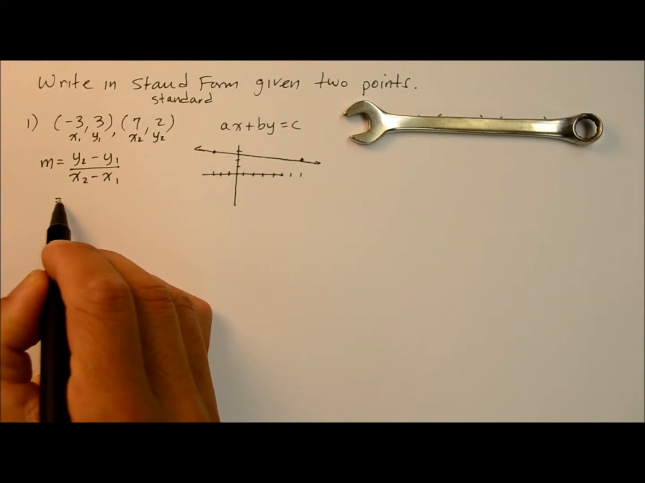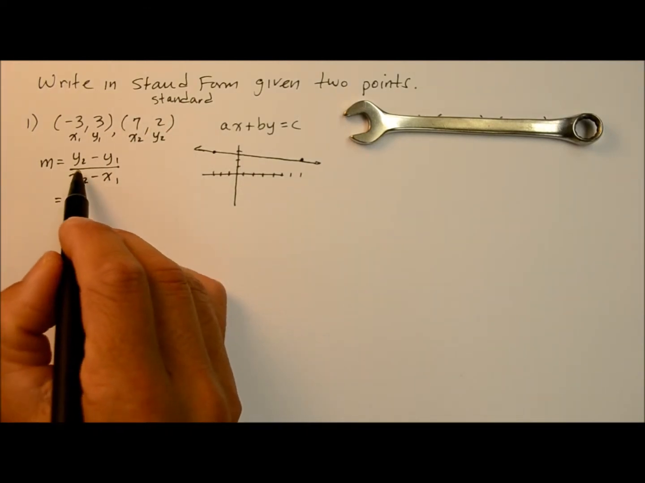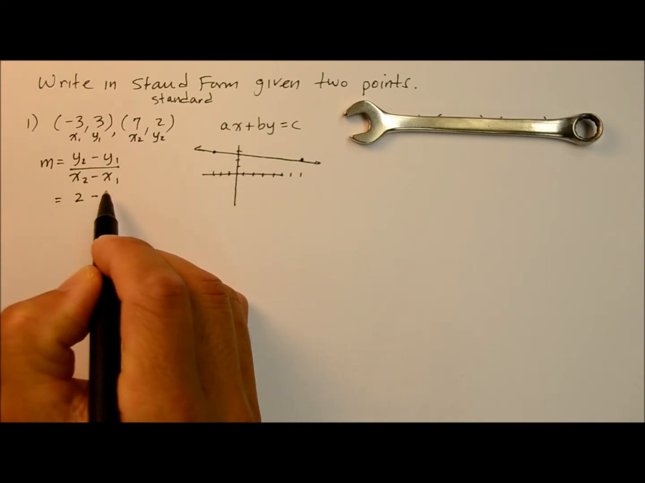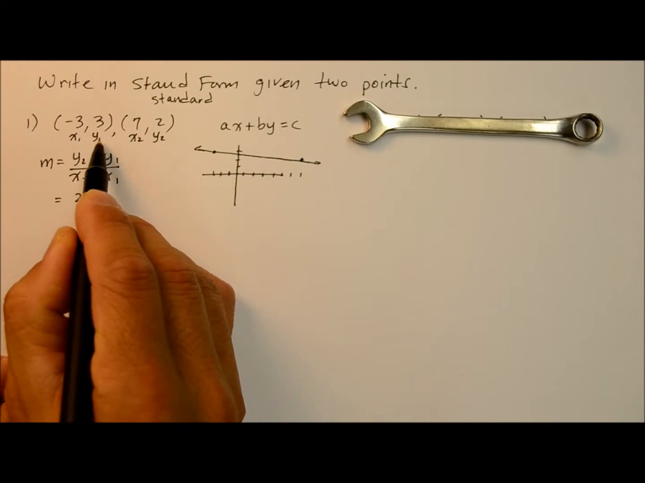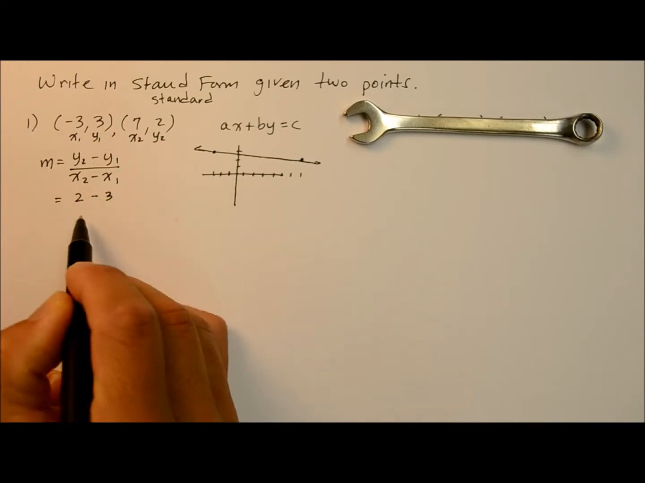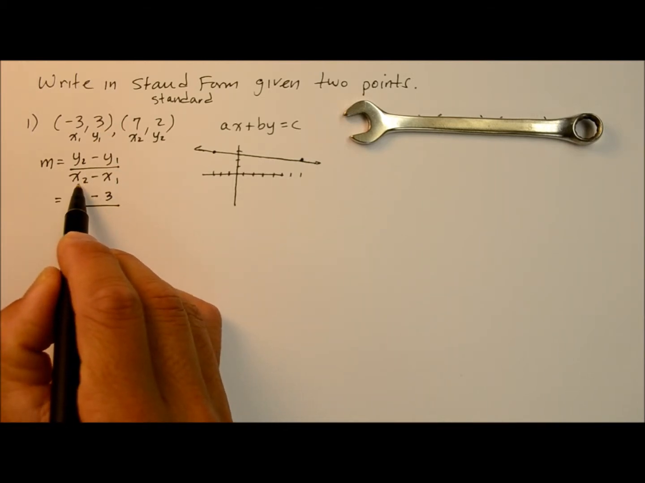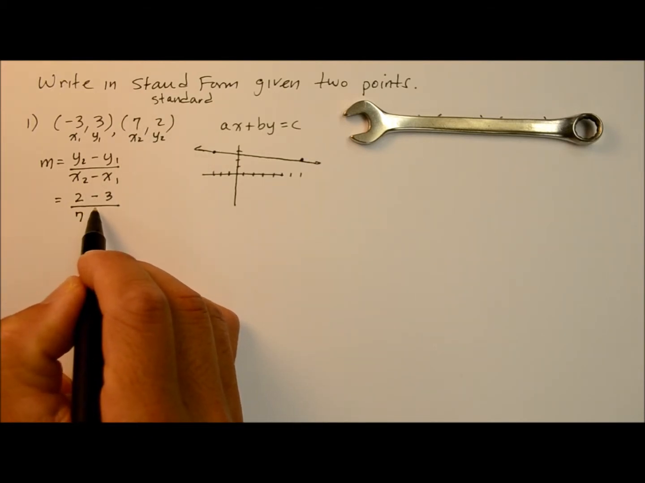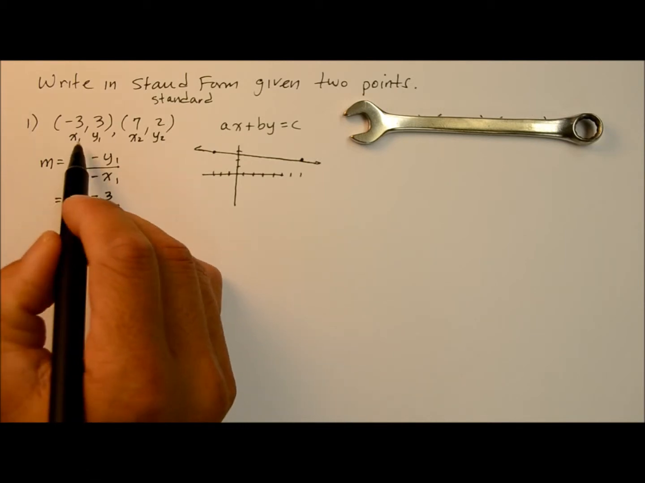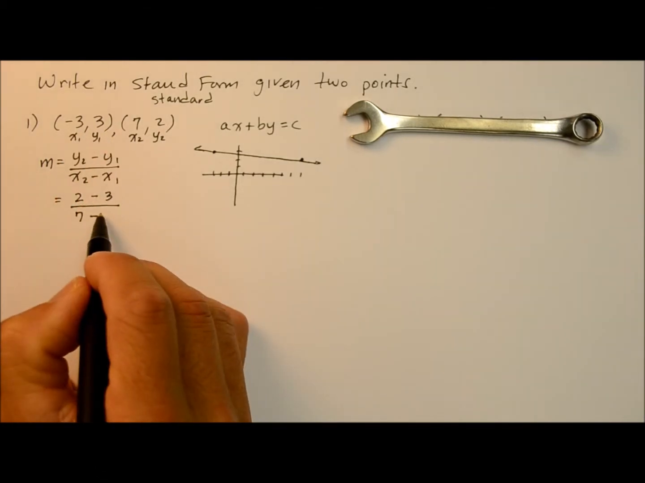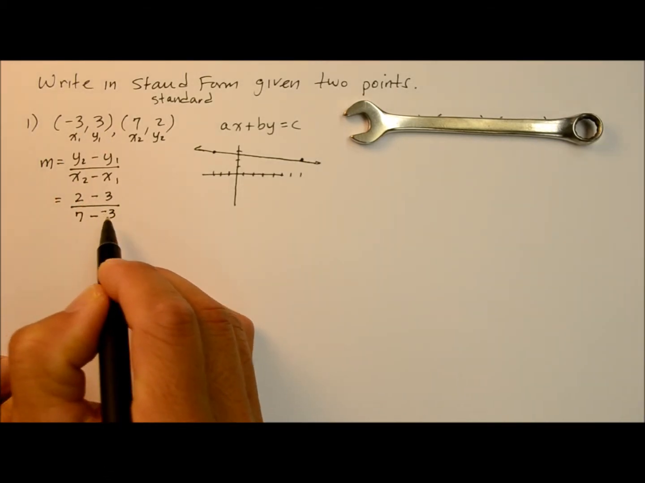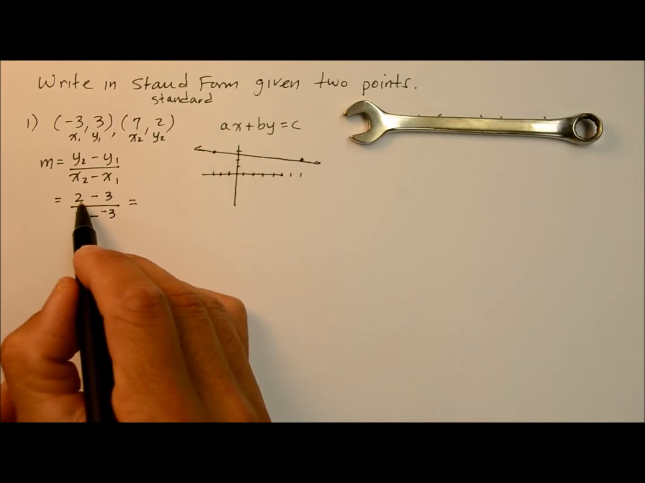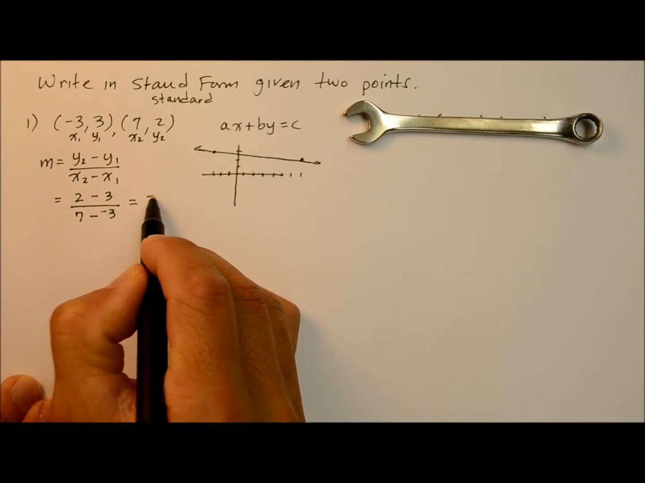So now let's plug in the numbers that we have labeled. What's y2? Well, that's 2. Minus y1? Well, that's 3. Divided by x2, which is 7. Now be careful here. Minus x1 is negative 3. Look at that, 2 negatives. So now, when you evaluate, 2 minus 3 becomes negative 1.